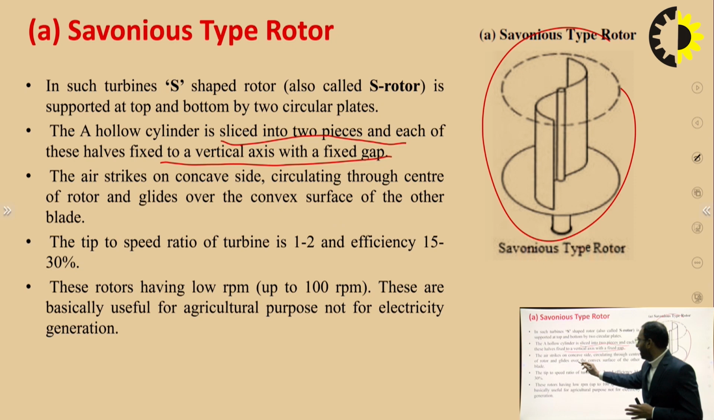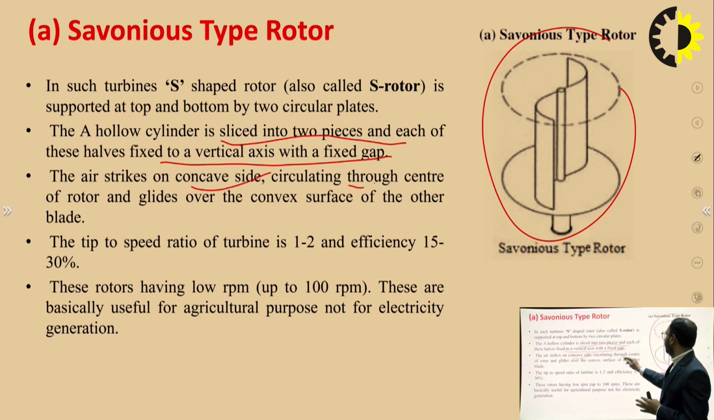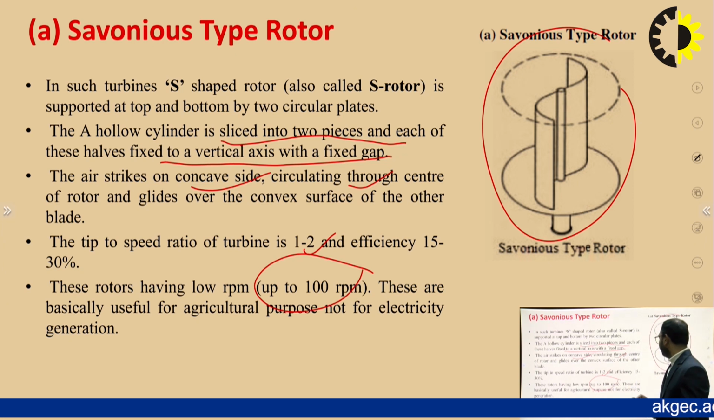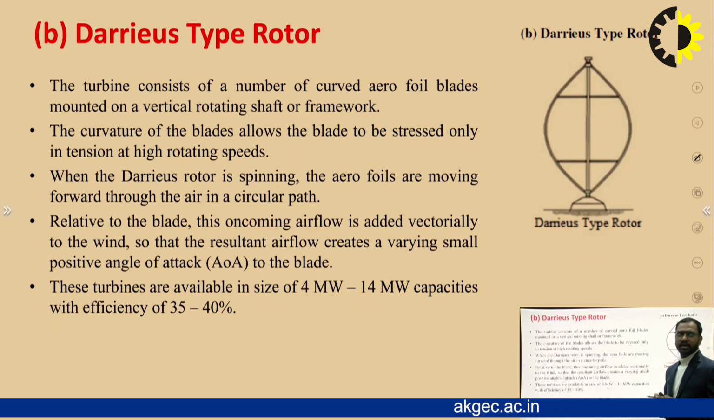The air strikes the concave side, circulating through the center of the rotor, and glides over the convex surface of the other blade. In this case, the tip speed ratio of the turbine is 1 to 2 and efficiency lies between 15 to 30%. These rotors have low RPM, up to 100 RPM, and are basically useful for agricultural purposes, not for electricity generation. Then another type is the Darrieus type rotor.